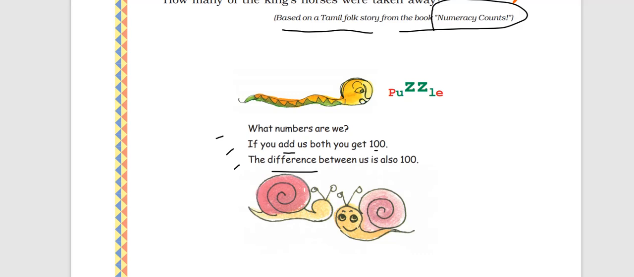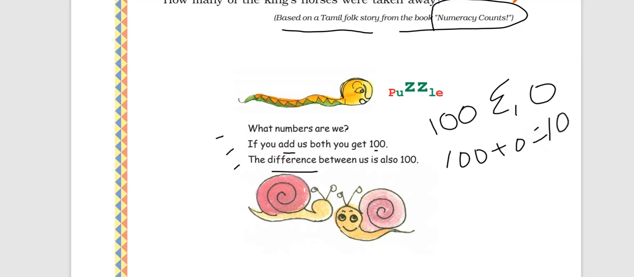Okay. That would be 100 and 0 are the two numbers. Let's see. You add 100 and 0. That's right. The answer is 100. The difference, which means subtraction, right? You subtract 100 minus 0, that is also 100.